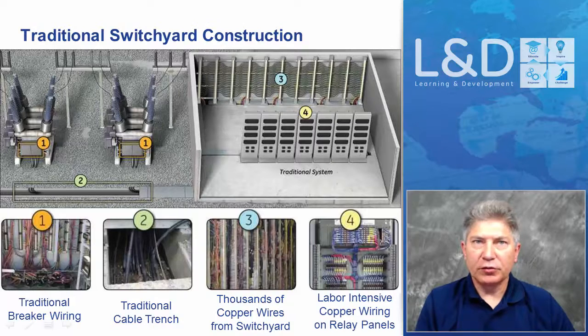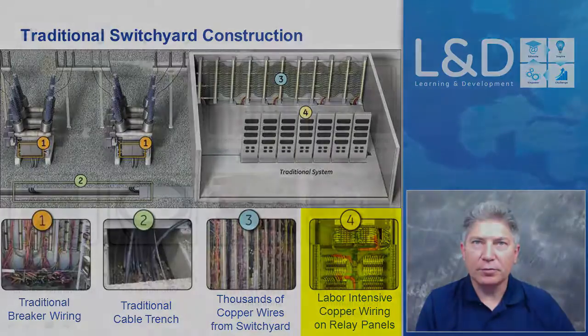Here's an example of a traditional switchyard construction. At 1, we have traditional breaker wiring of CTs, VTs, I/O, and control. At 2, we have large amounts of copper cables that are laid out in a cable trench that require terminations at both ends. 3, thousands of copper wires from the switchyard routed to the control house. And 4, labor-intensive power wire installation required at the relay panel.